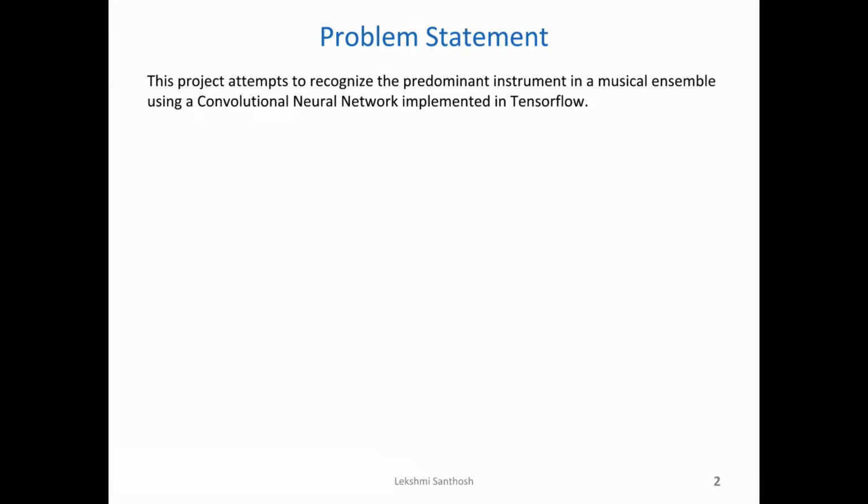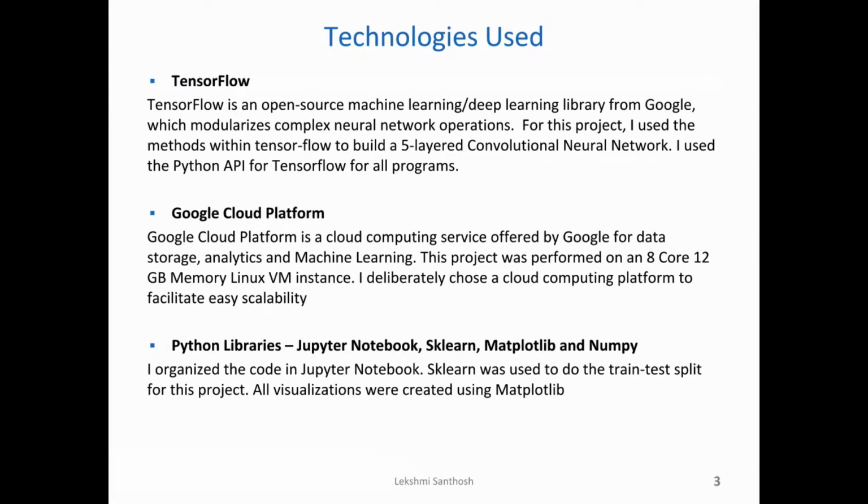So, in this project, I attempt to identify the most predominant instrument that was used in a musical composition using convolutional neural networks. The implementation of this project is done in TensorFlow. Since it is pretty computationally intensive, I decided to use Google Cloud Platform. The entire project was done on a single node, which has 8 cores and 12 gigabytes of memory, and I used a Linux virtual machine for that.